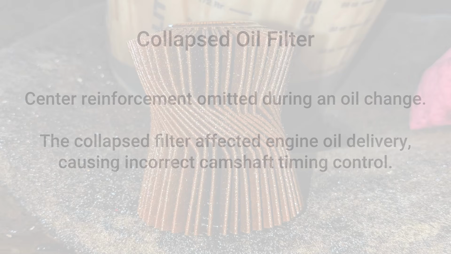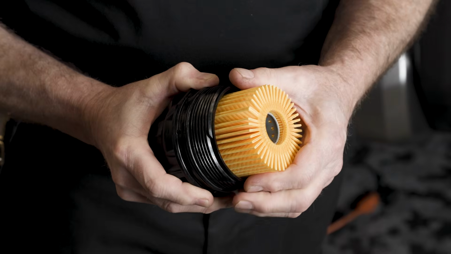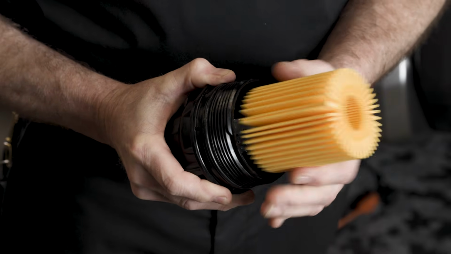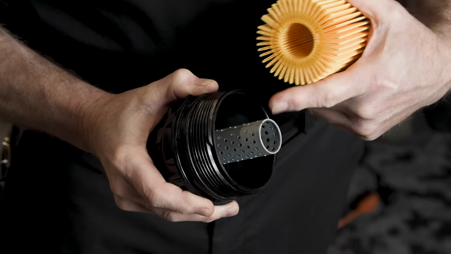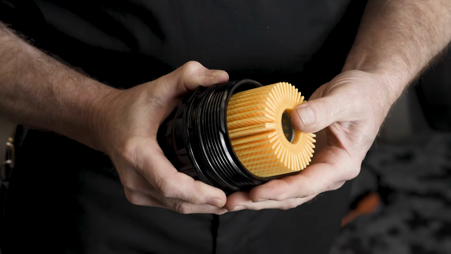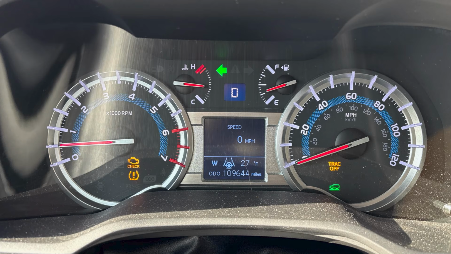The collapsed filter caused an oil delivery issue to the valve timing components. The valve timing on this engine is hydraulically controlled by engine oil, and that drop in oil volume and pressure from the collapsed filter was the root cause of the original fault codes. Once the filter was replaced and a new center support was installed, the fault codes were cleared and did not return during a test drive until the customer took the vehicle, and the MIL was back on the next day.